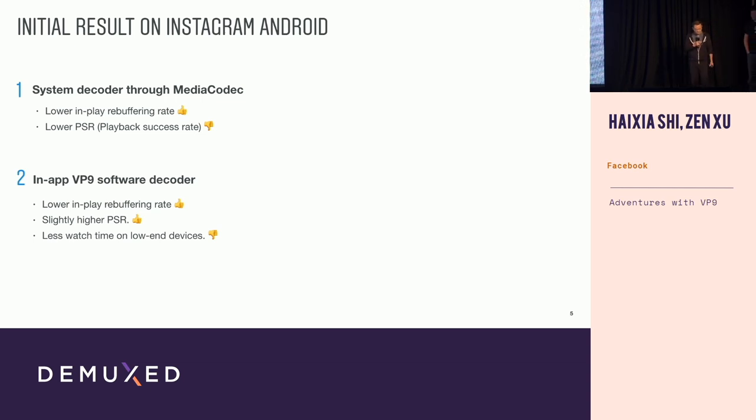Thanks, Haixia. Saving 20% of your bitrate is a lot. However, our initial test results were not so good. Initially, we tested the system decoder through MediaCodec, and we saw lower PSR, which means fewer videos started successfully. Later, we tested the in-app VP9 software decoder, and we saw slightly better PSR. However, we also saw less watch time on low-end phones.